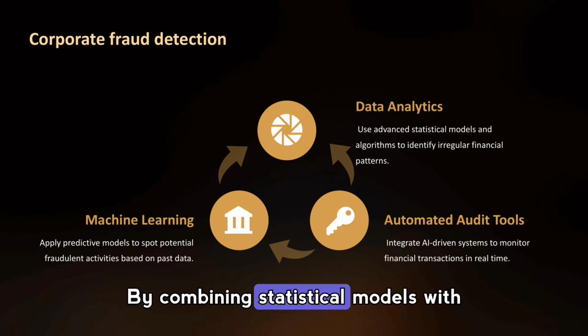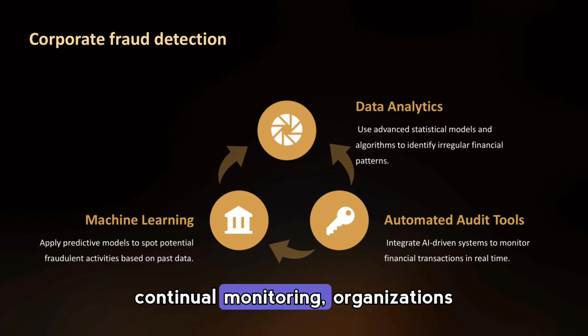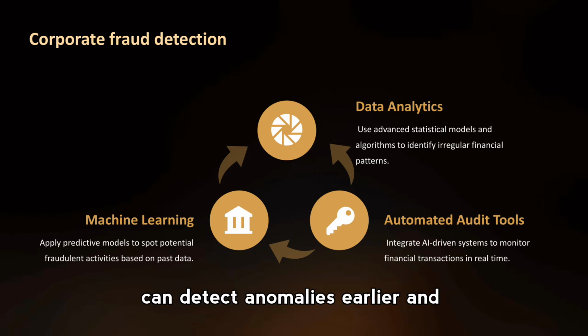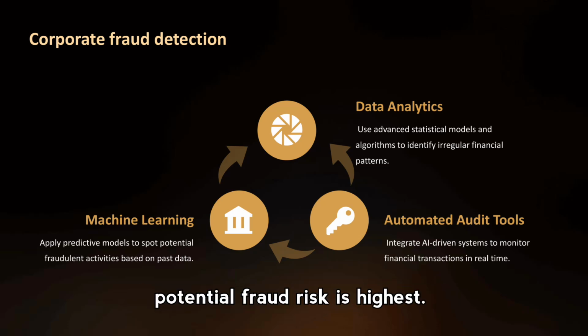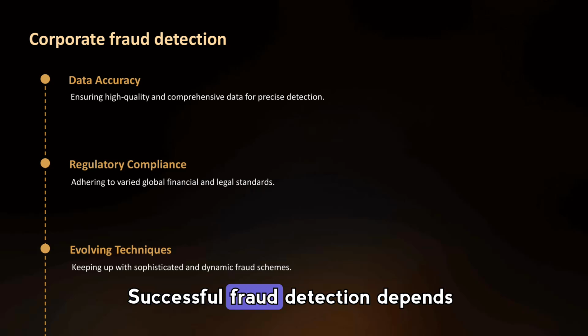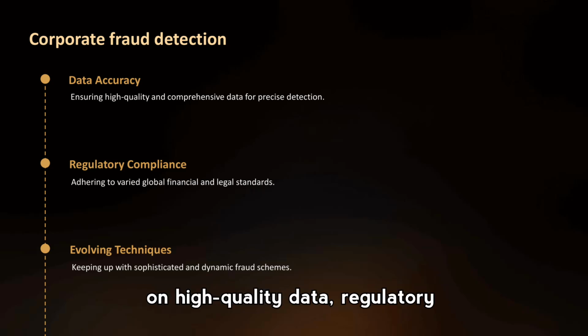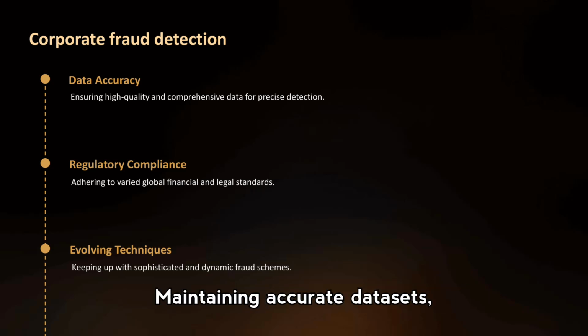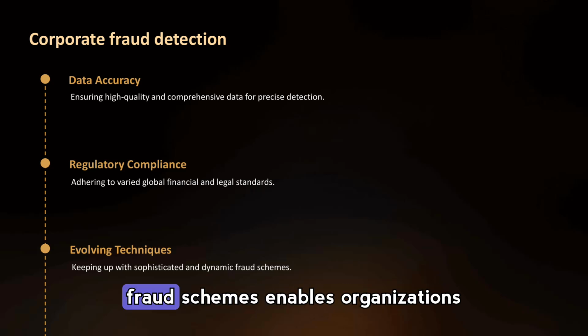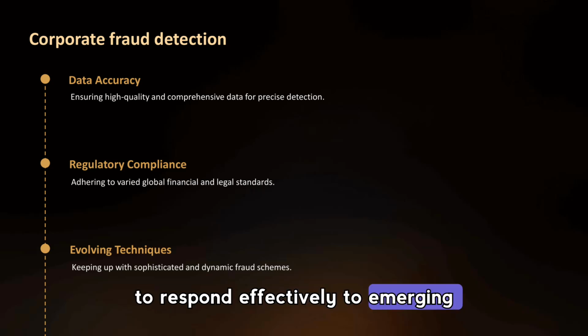By combining statistical models with continual monitoring, organizations can detect anomalies earlier and prioritize investigations where potential fraud risk is highest. Successful fraud detection depends on high-quality data, regulatory compliance, and evolving techniques. Maintaining accurate datasets, aligning with legal standards, and staying current with sophisticated fraud schemes enables organizations to respond effectively to emerging risks and refine detection methods.